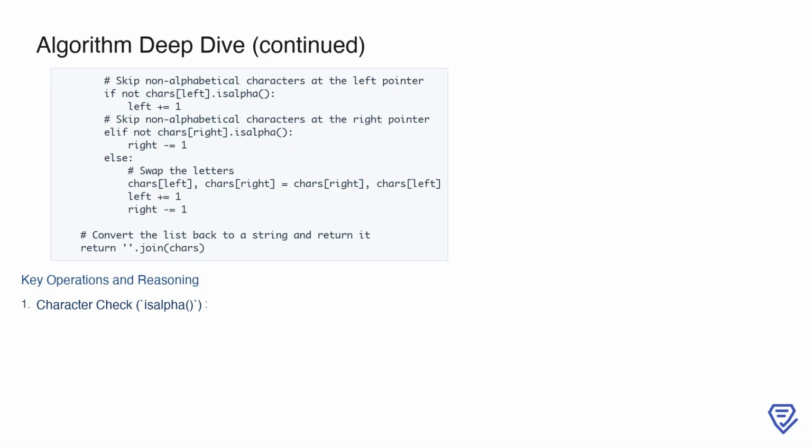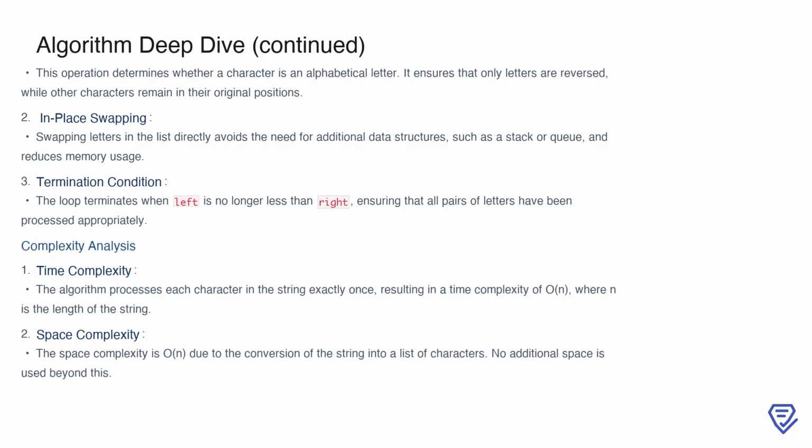This implementation is efficient and follows the algorithm's steps precisely. Key operations in the implementation include the use of the isalpha method to check whether a character is an alphabetical letter. This method ensures that only letters are considered for reversal, while all other characters remain in their original positions. The in-place swapping of letters within the list is another critical operation, as it eliminates the need for additional data structures like stacks or queues, thereby reducing memory usage.